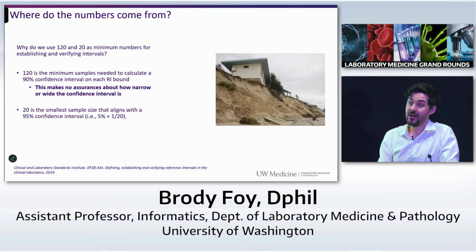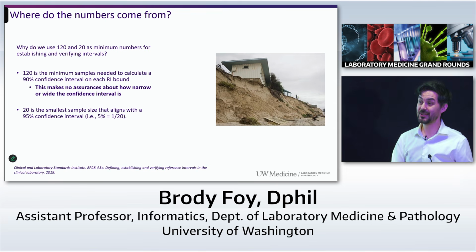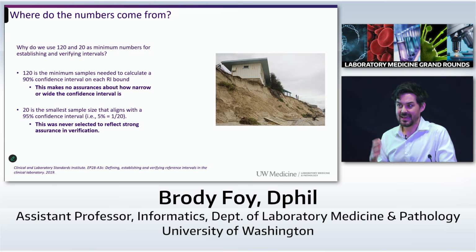On the other side, I could not find, no matter how hard I dug, where that 20 for the verification standard comes from. If someone knows, please tell me. I spent an entire afternoon trying. The closest I could come up with was that 20 lines up with 95% really nicely, so 1 in 20 is 5%. Maybe there's a better answer. I cannot find it. And so I don't think this one is based in any assurance of good verification standards either. And let's talk about why.